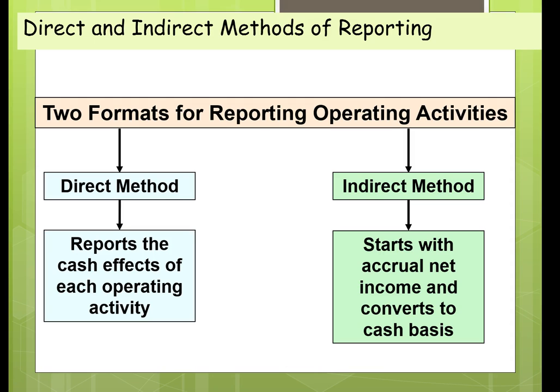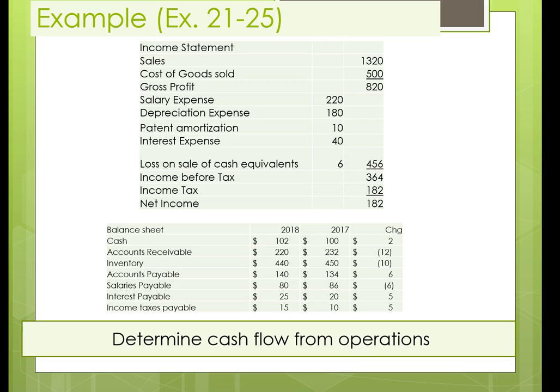We're going to do exactly the same problem that we did for the direct method, so we're still going to get the same answer of 404. That's the thing to remember: regardless of direct or indirect, you should get the same answer. Now again, we're going to start with our income statement. We need both of these, the income statement and 2 years on the balance sheet, and also we need to know what the changes are.